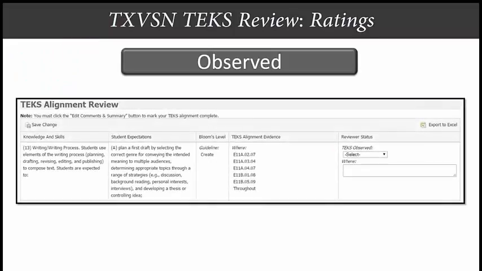Add where you found the evidence in the Where field. You may find evidence in a location other than where the provider indicated, and that's okay. Just mark that standard as observed and indicate where you found it in the Where field.